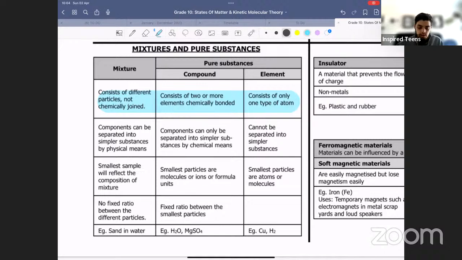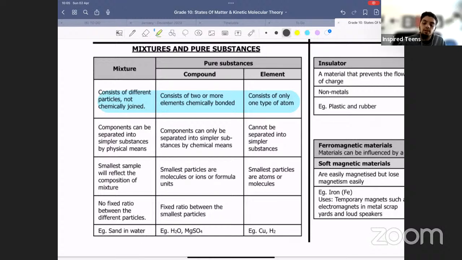A mixture consists of different particles not chemically joined, while pure substances are of two different kinds, elements and compounds. Compounds consist of two or more elements chemically bonded, but elements, of course, consist of one type of atom, but it's still a pure substance. So a mixture consists of particles that are not chemically joined. However, the compound consists of two or more elements chemically joined, and the element is obviously just one type of atom. There's no bond forming between them.